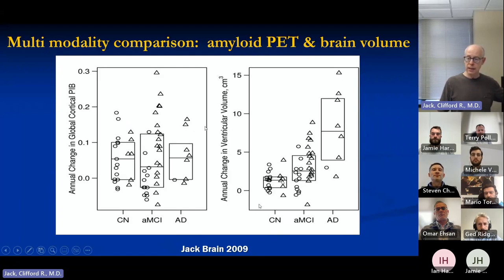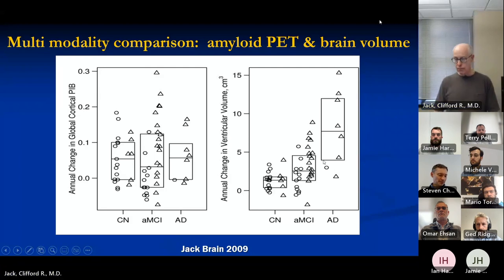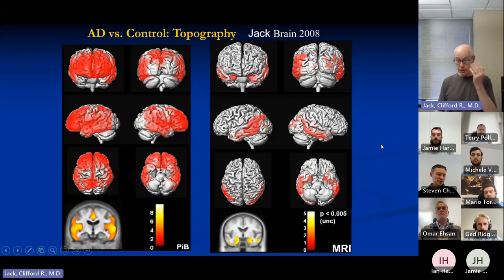In contrast, when we looked at annual change in ventricular volume, and for people in the UK this might be of interest because this was Nick Fox's BSI, boundary shift integral measure, we saw a very clear-cut relationship that matched expectations: the rate of change in cognition matched the rate of change in brain shrinkage. It did not match the rate of change in amyloid PET. Again, this flew in the face of expectations based on the amyloid cascade hypothesis.